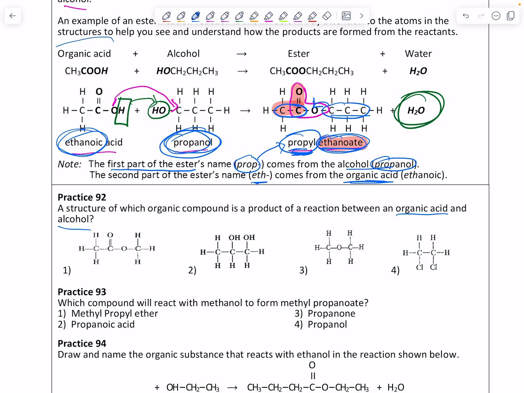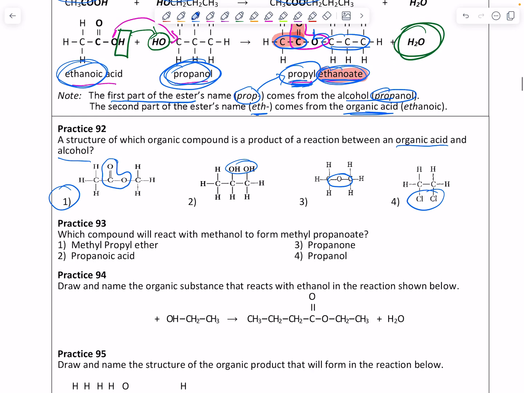So if we know that the pattern is an acid plus an alcohol makes an ester and water, then we know that we're looking for something that has an ester functional group. And so if we look at all of the answer choices, the only one that has an ester functional group is number 1. It has this double bonded, single bonded O on the carbon. This one, those are hydroxyls. Those are some alcohols. This has one O, but it doesn't have the double bonded O, so that's just an ether. And this one doesn't have any O's at all. This one's just a halogenoalkane.